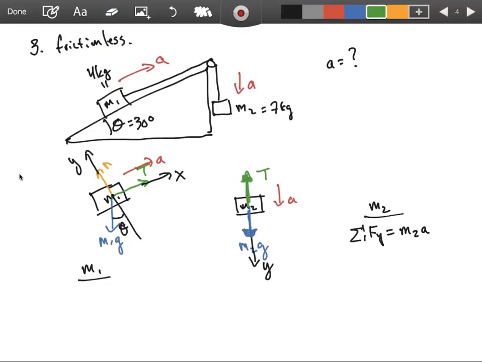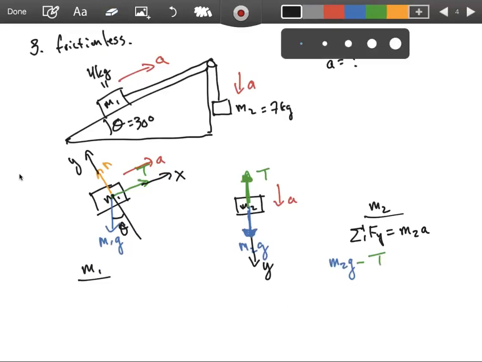So in this case, what I can do then is finally look at the direction of M2G versus Y. Well, that's in the same direction, so that means it has to be positive. So I get an M2G. And then my tension in this case is opposite the direction of Y, so I get a minus sign, then all equal to M2A.